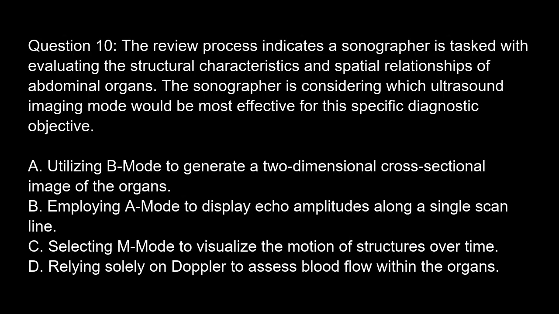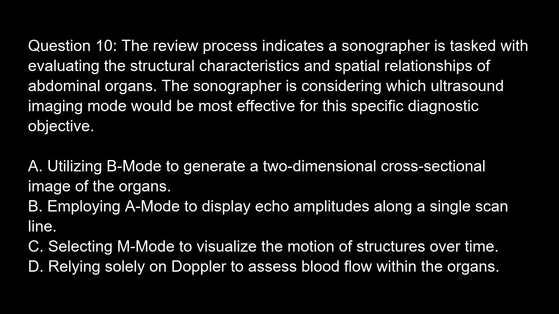Question 10. The review process indicates a sonographer is tasked with evaluating the structural characteristics and spatial relationships of abdominal organs. The sonographer is considering which ultrasound imaging mode would be most effective for this specific diagnostic objective. Option A. Utilizing B mode to generate a two-dimensional cross-sectional image of the organs.